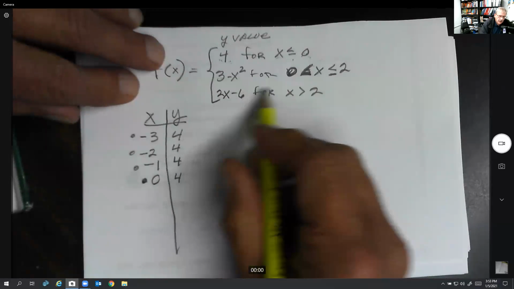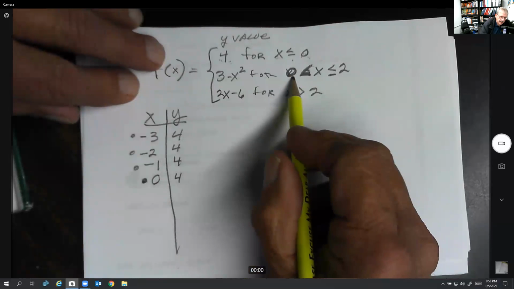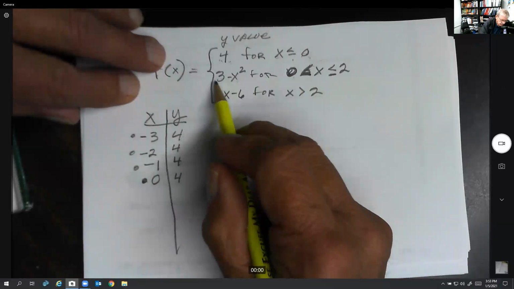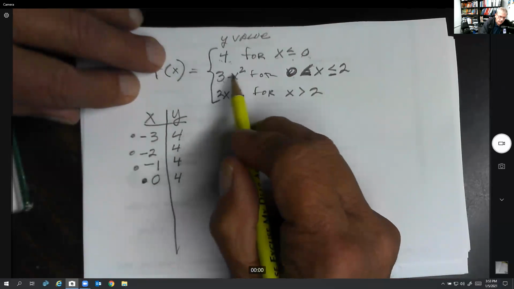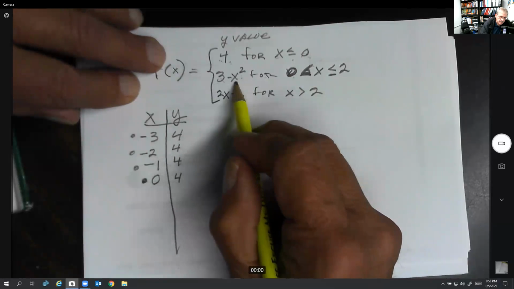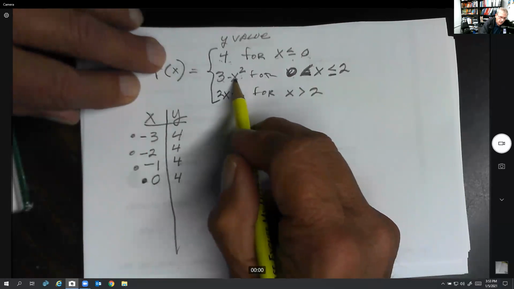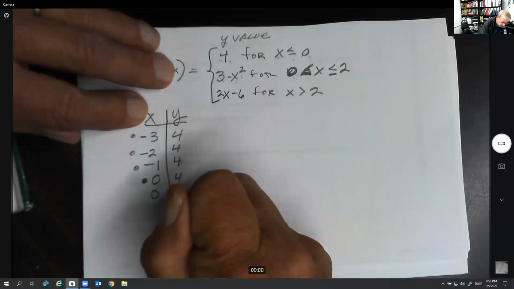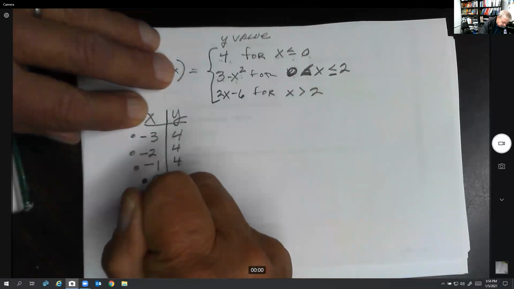But now it says if it's 0 again. So we're going to put 0 in here into this problem. 3 minus 0 squared, 0. That would be 3. So when it's 0, it's going to be 3. But this is going to be open.